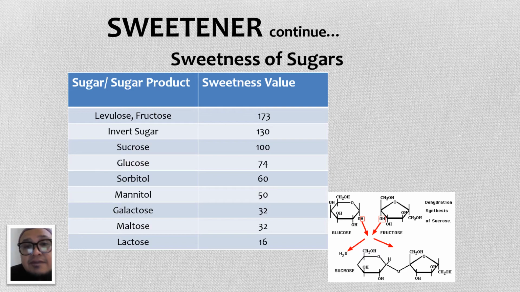Okay, this is the sweetness level of sugars. Levulose, or fructose, has the highest sweetness value, which is 173. Invert sugar is 130, sucrose is 100, glucose is 74, sorbitol is 60, mannitol is 50, galactose 32, maltose 32, and lactose is 16. Okay, this is the diagram of dehydration synthesis where glucose and fructose bond and become sucrose.